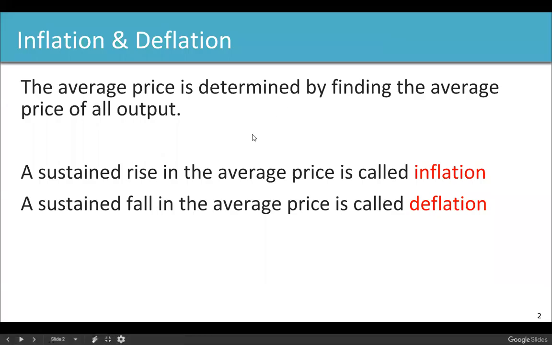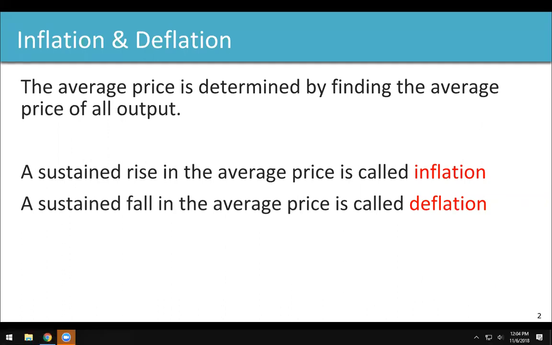Welcome to my nightmare. So we started talking about inflation. Just a little bit, at least a slide or two. Inflation is when prices overall go up. Deflation is when prices overall go down.